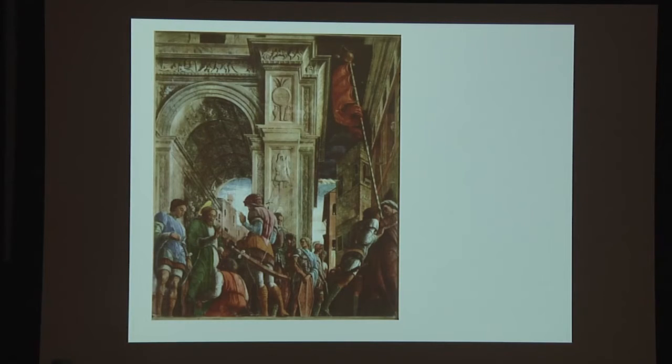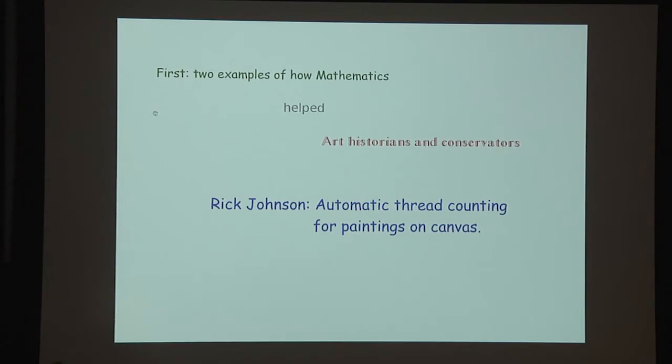There's a beautiful coffee table book on the whole thing, and Massimo deservedly got a very big prize from the European community for this. Let me tell you about the second project. It's a project by Rick Johnson, who is an electrical engineer. He's now retired, but he was then at Cornell University. His main study was not images, but audio.